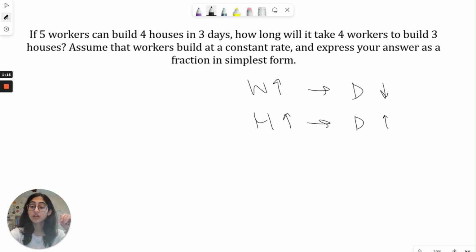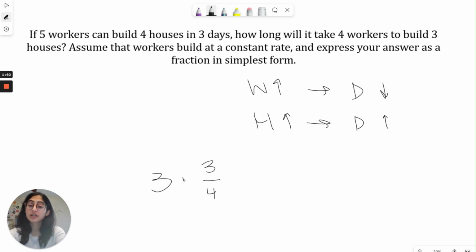build 3 houses. So if we're going from 4 houses to 3 houses, now we're making 3/4 as many houses. So it's going to take 3/4 as much time because the workers are building at a constant rate. Originally it took 3 days, but from the difference in houses, going from 4 houses to 3 houses, it's now going to take 3/4 as long.